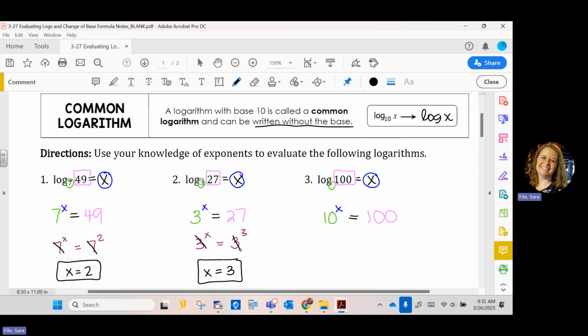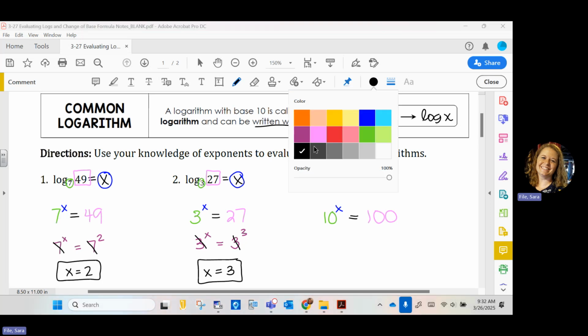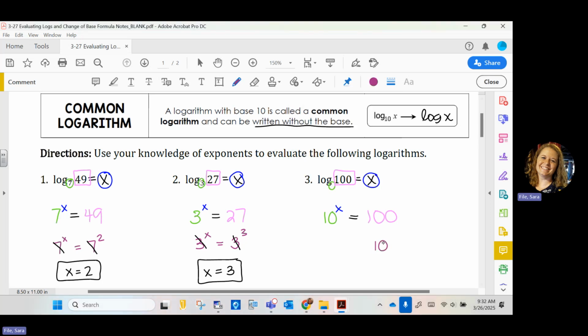Okay, 10 to what power is 100? Yeah, 2. 10 squared is 100. So if I replace the 100 with 10 squared, I've got my matching bases on both sides, so x is 2. So that is solving this algebraically by hand. Because if you just said in your head, what is log base 7 of 49? Y'all don't know that. You have to convert it to a form that you do know, which is exponential.